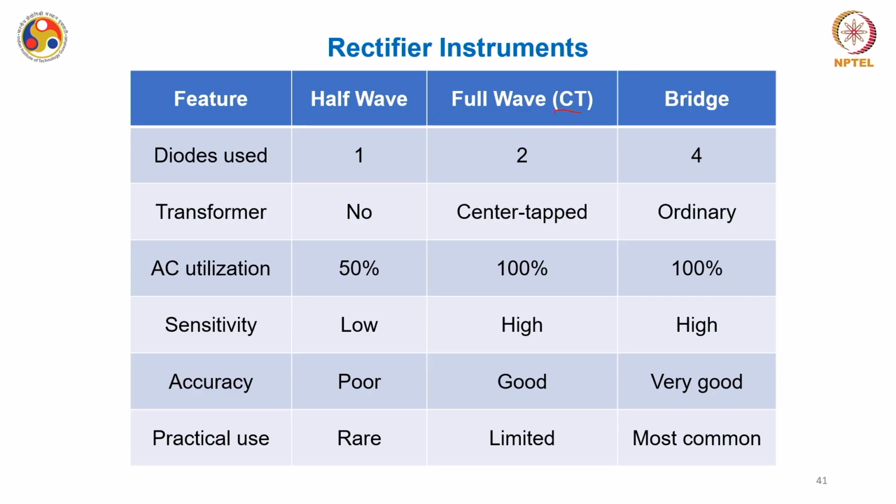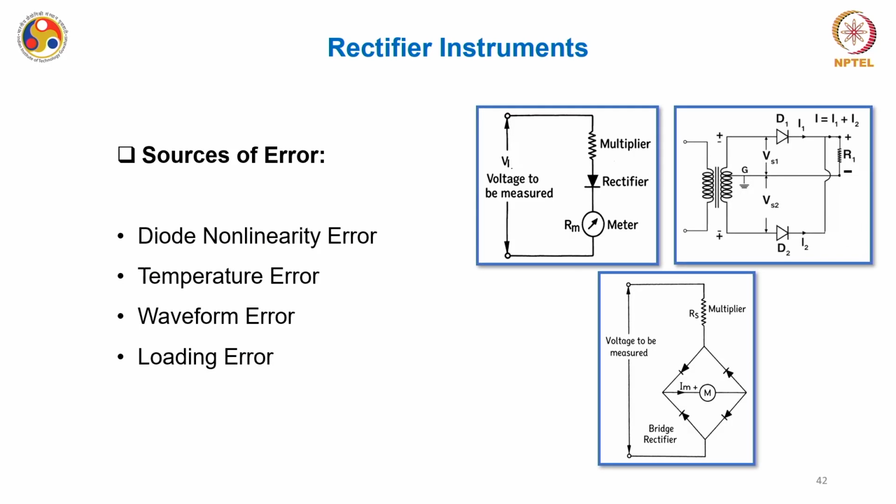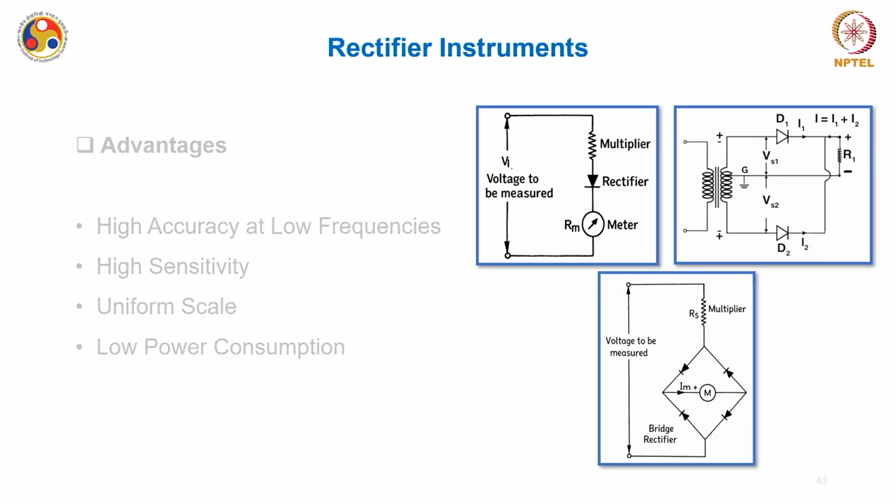Sensitivity of half wave is of course much smaller as compared to the other full wave rectifiers, and that is also reflected in its accuracy. Accuracy of half wave is poorer, while for bridge rectifier it is very good. And in practice you will find most of the rectifiers are bridge rectifiers. Sources of errors can be the non-linearity from the diode. Then again these diodes are very vulnerable to temperature changes, so they are very much affected by temperature, and then you have loading errors and waveform errors.